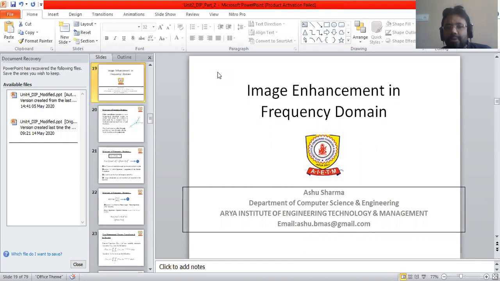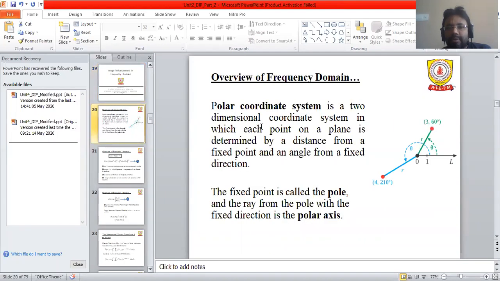Today, we will see the advantages of the frequency domain in image enhancement, what type of impacts there are, and how it relates to the frequency domain. The Fourier transformation is also a concept that we cover here. So, first is the overview of the frequency domain.